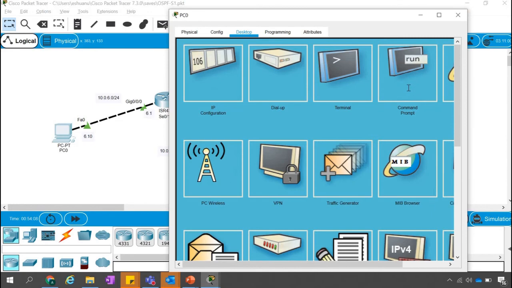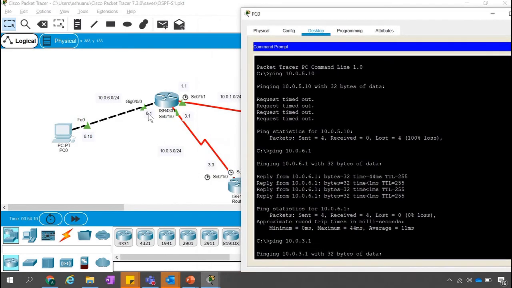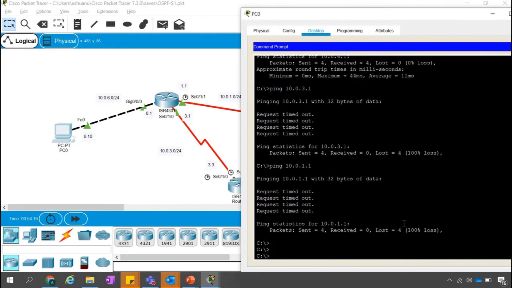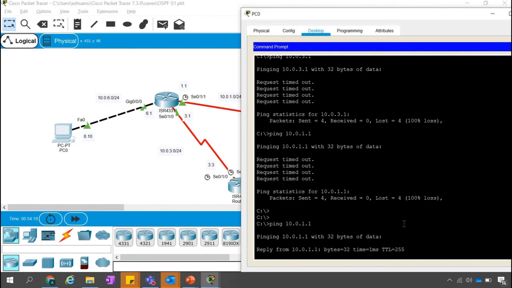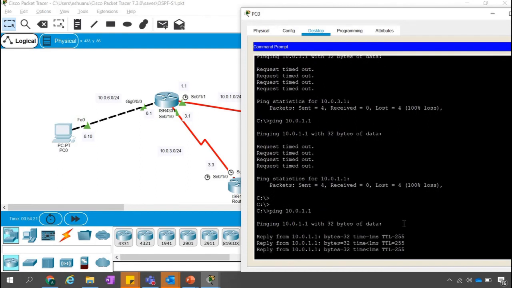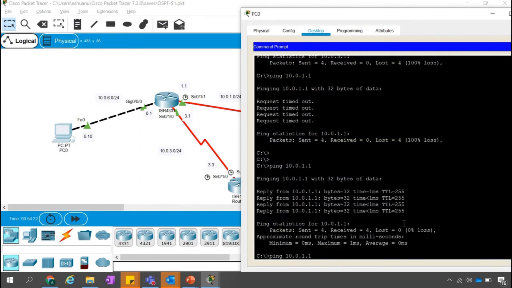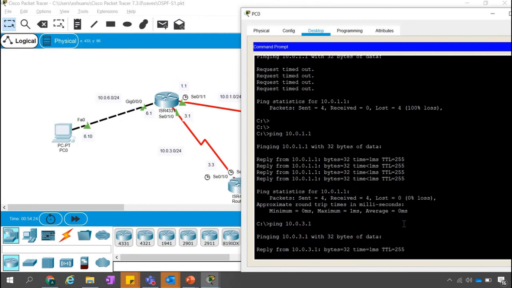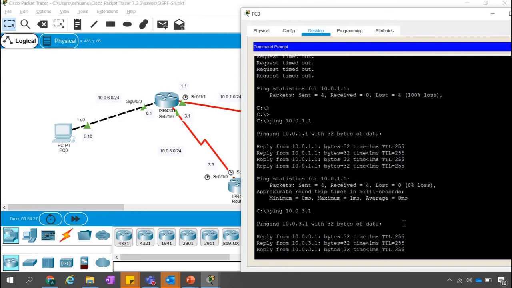Let's close this one, open command prompt. And now we are going to do the same thing. We are trying to ping this 3.1 and 1.1. So first we take 1.1, and we see it is now pinging. What about 3.1? Yes, it's also pinging. Why is it pinging?